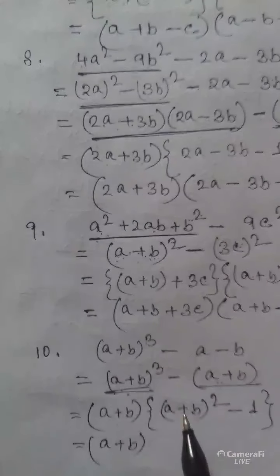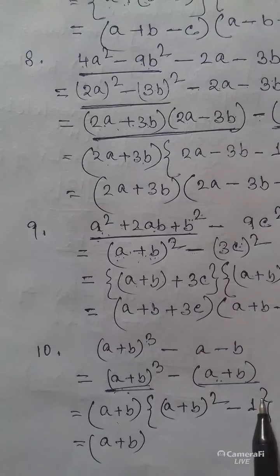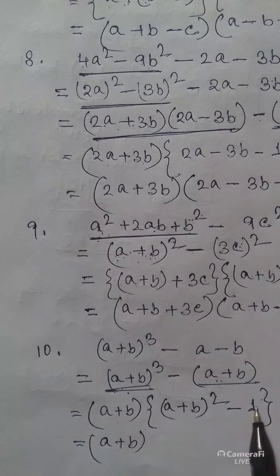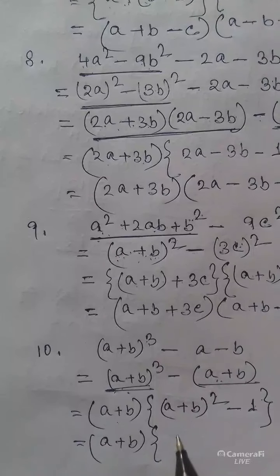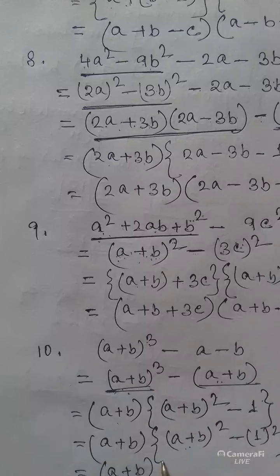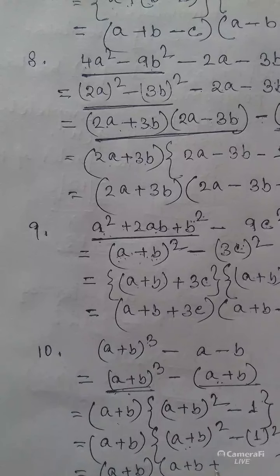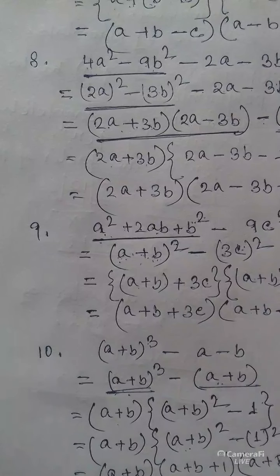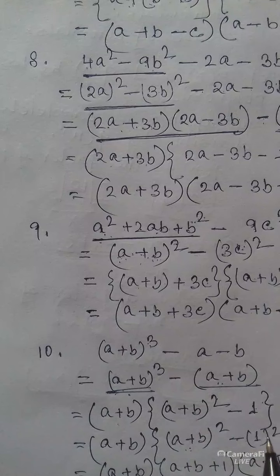And this is the format of a difference of two squares. (a + b)² is already in square form, and minus 1 means 1². So (a + b)² − 1². Again, this is a difference of two squares, a² − b². We can use the formula to get (a + b + 1) and (a + b − 1).